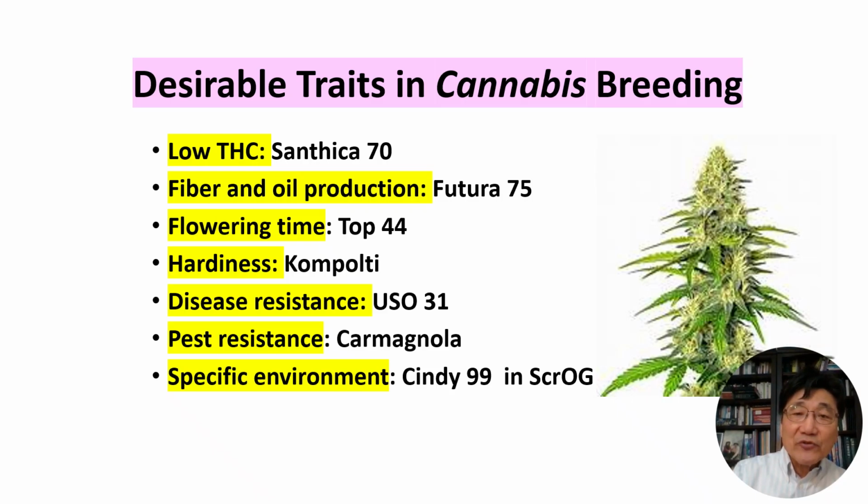US-31, developed in Ukraine, is strongly resistant against leaf spot disease. Cinderella 99, the name was chosen because of the plant's exceptional quality, much like Cinderella's transformation. 99 refers to the year 1999, when the cultivar became widely recognized. Cindy 99 is well adapted to SCROG training.